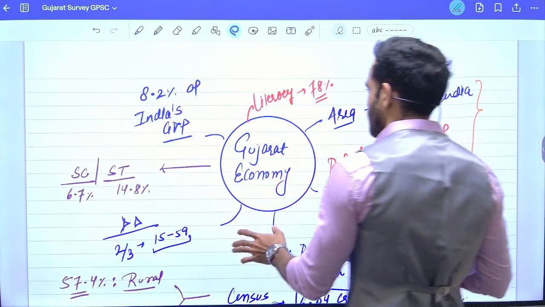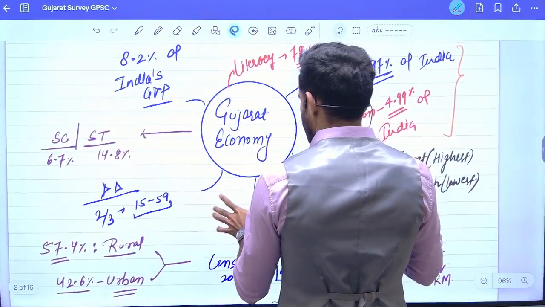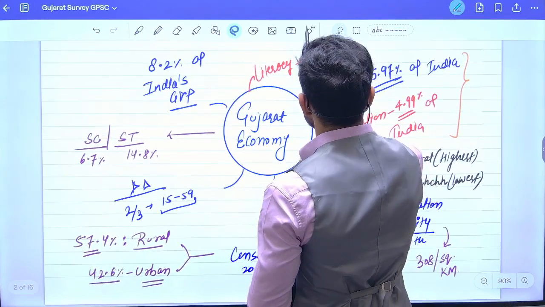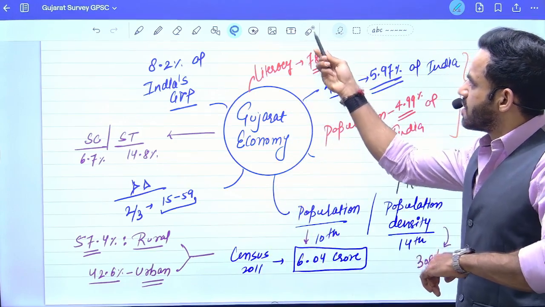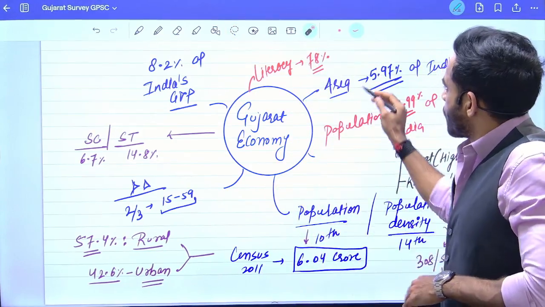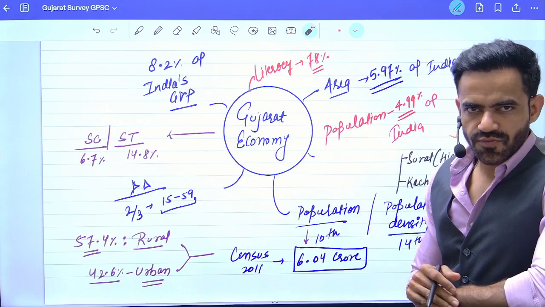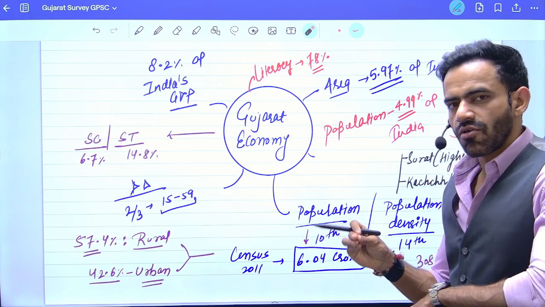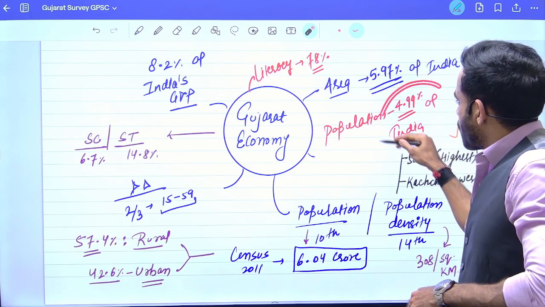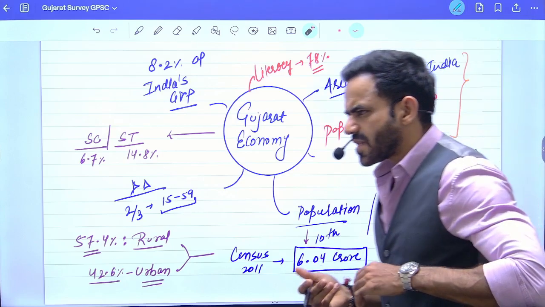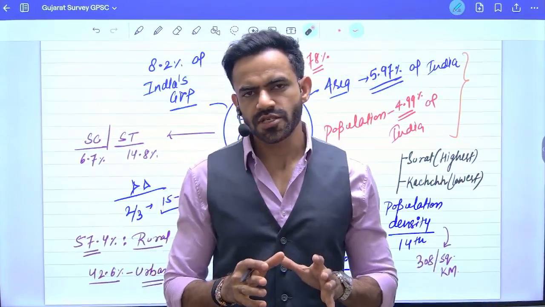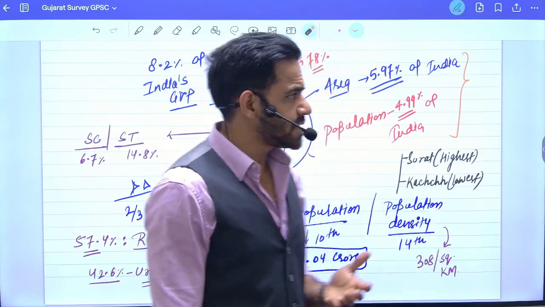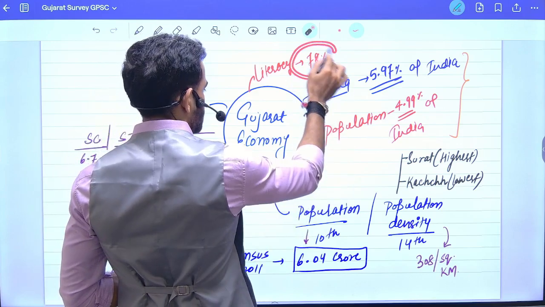So first is related to the basics, that is, what are the most important factual information about Gujarat. Now understand, the area of Gujarat is roughly 6% of the area of India. To be specific, it is 5.97% of area of India. And the population of Gujarat is 4.99%. So in a very simple sense, can I say that Gujarat has 6% of India's area and 5% of India's population. That's the first thing. The literacy rate in case of Gujarat is 78%.